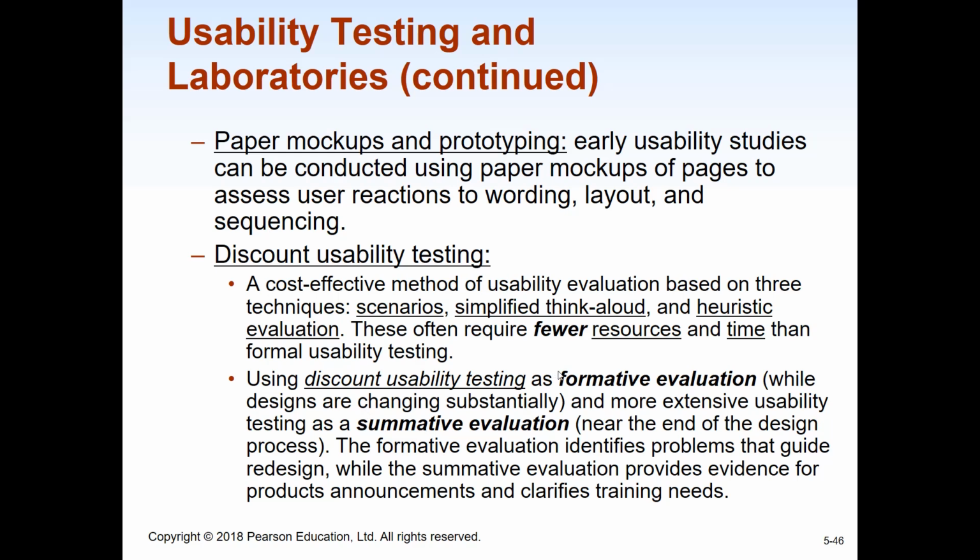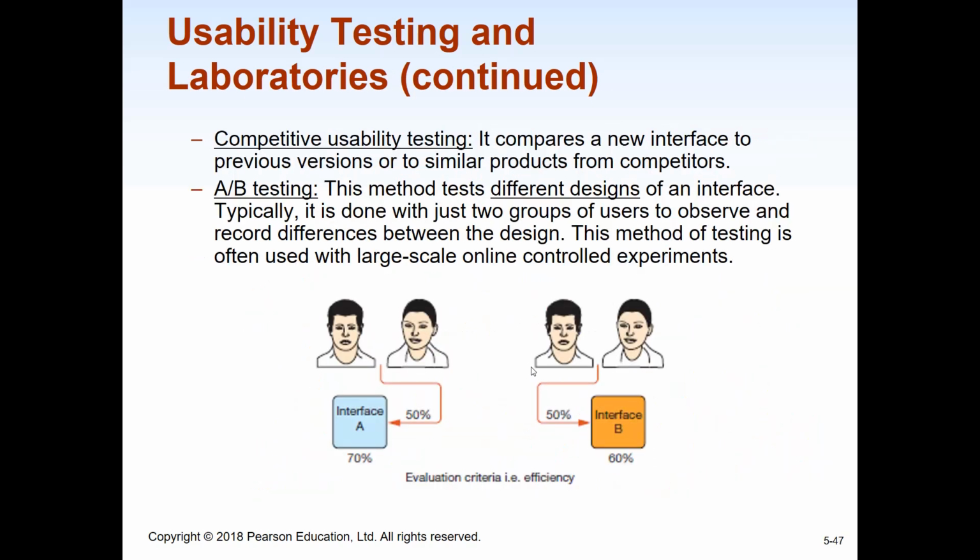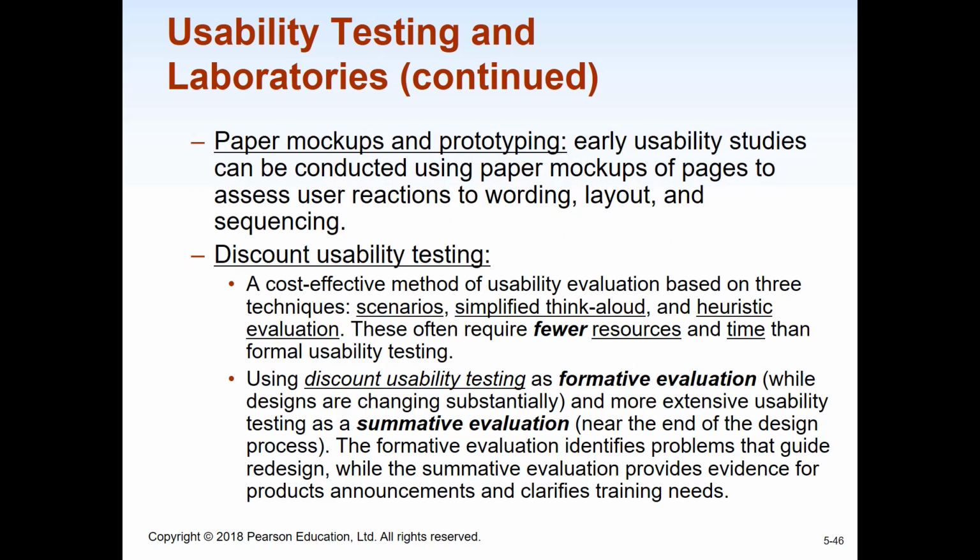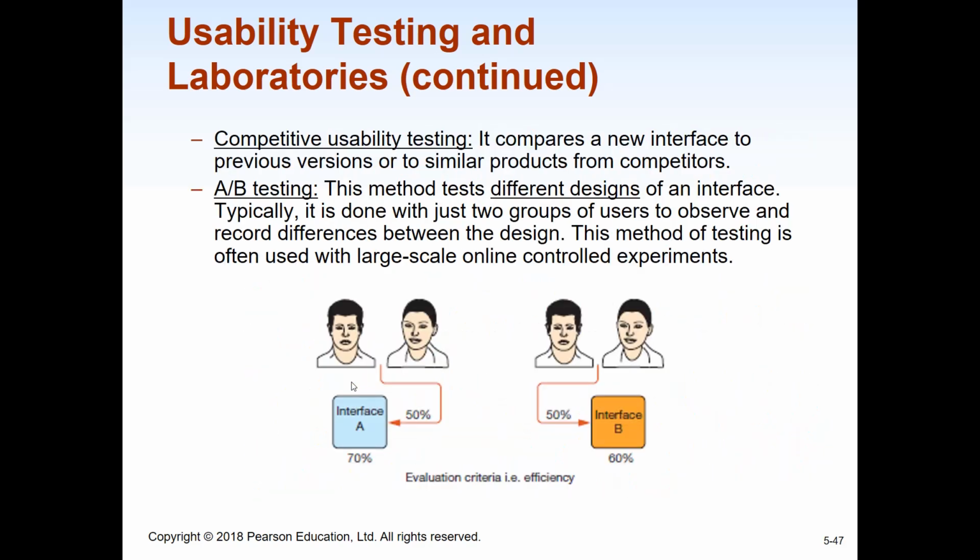It can be formative, or summative. The formative is when designs are changing substantially during, before, or at early stages of the development, while summative is near the end of the design process. The competitive usability testing compares a new interface to previous versions or similar products from competitors.